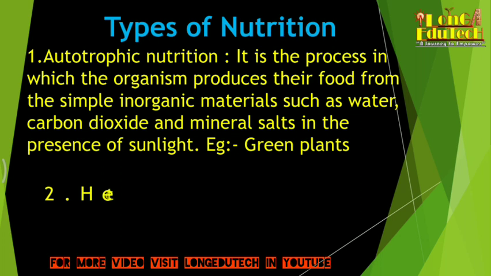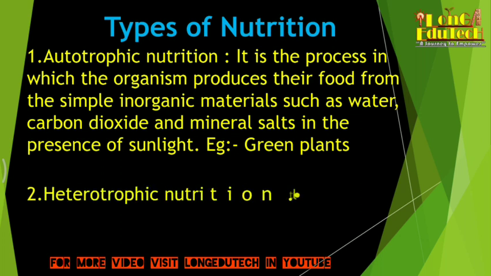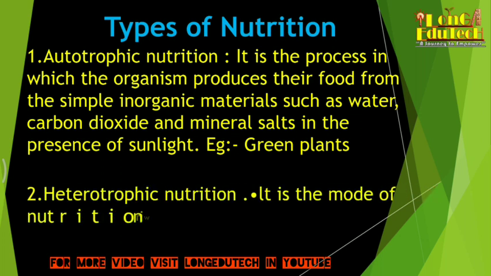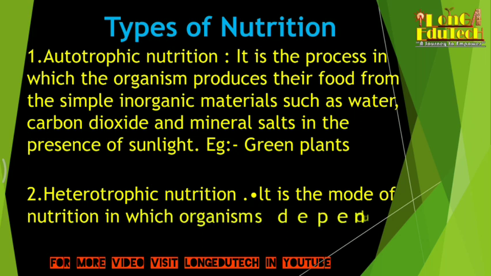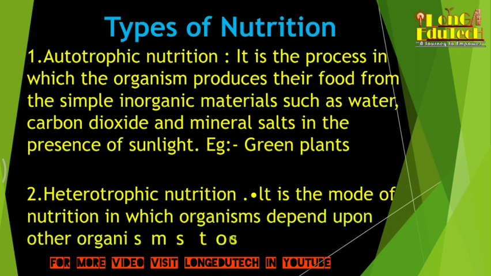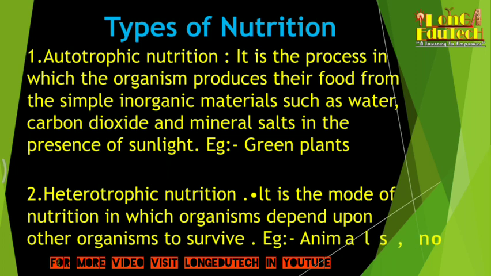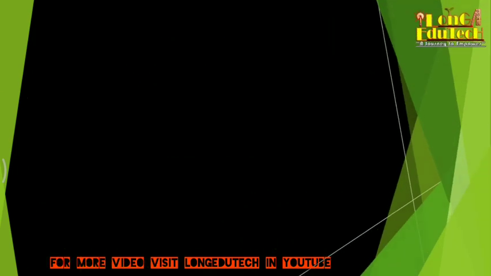Another one is heterotrophic nutrition. It is the mode of nutrition in which organisms depend upon other organisms for food to survive. An example is animals. They do not have chlorophyll, so they cannot prepare their own food, and they depend on plants, that means other plants. And now we come to nutrients.